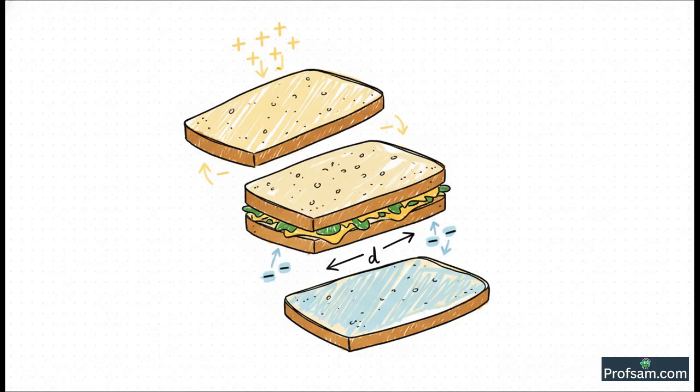Okay, so look at this. What's so cool is how perfectly this analogy works. The two slices of bread, those are your two parallel metal plates. One plate has a positive charge, we'll call it plus Q, and the other has an equal negative charge, minus Q. And the filling, the cheese or the veggies in between, well, that's just the empty space, or the gap between the plates, which we call D for distance.